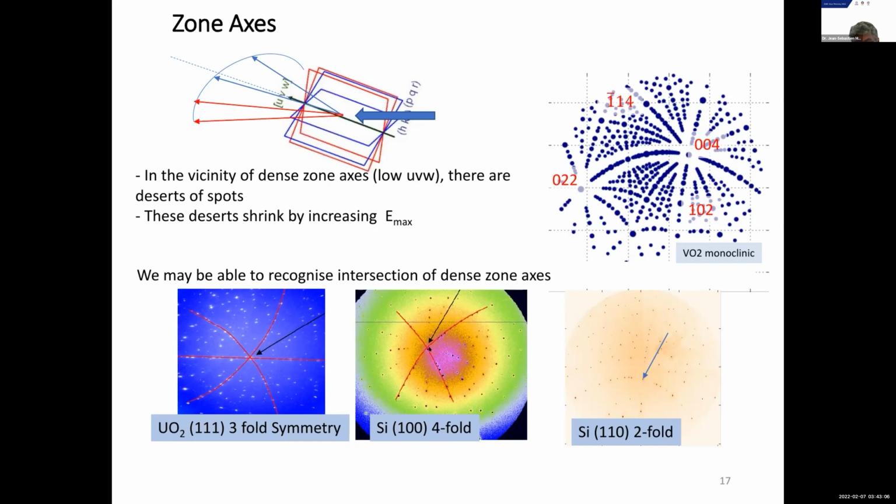This is the same for the silicon 100. We can see that here you've got a fourfold symmetry, and this is a 100 reflection. And here this is a 110 twofold symmetry spot.